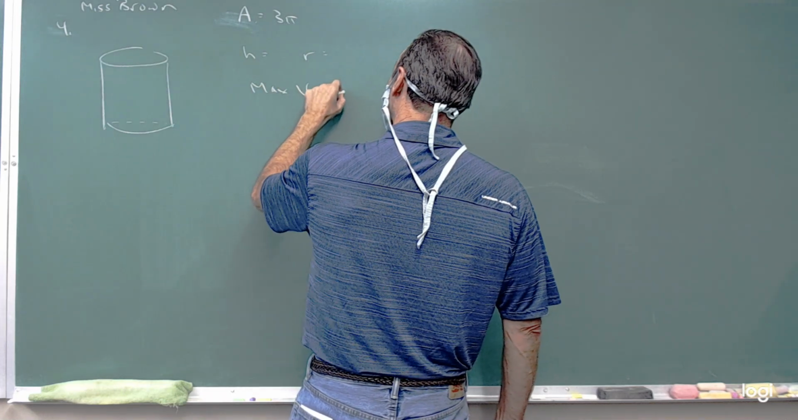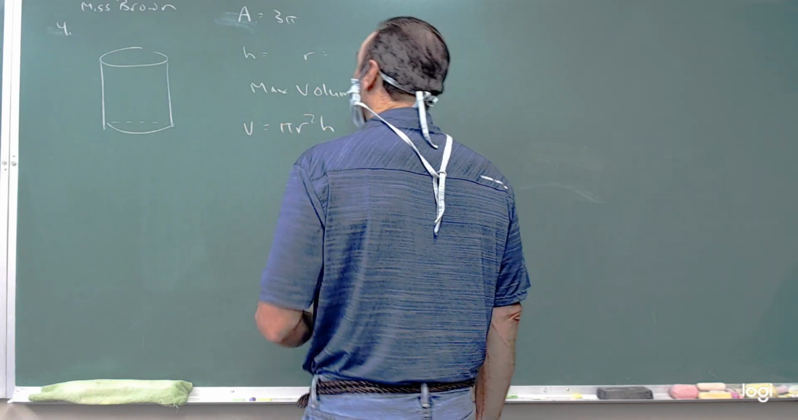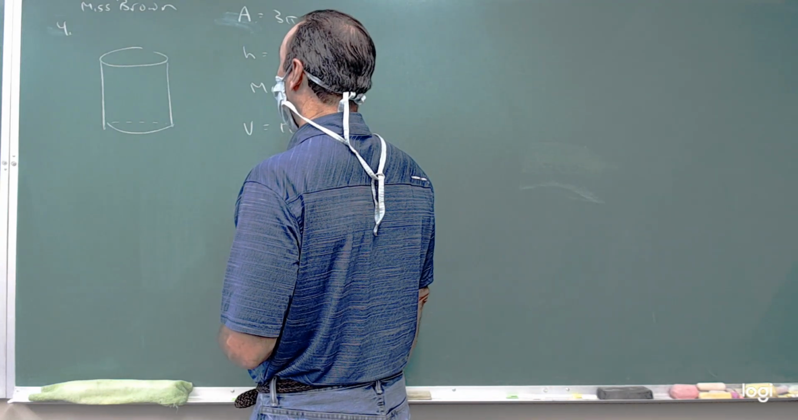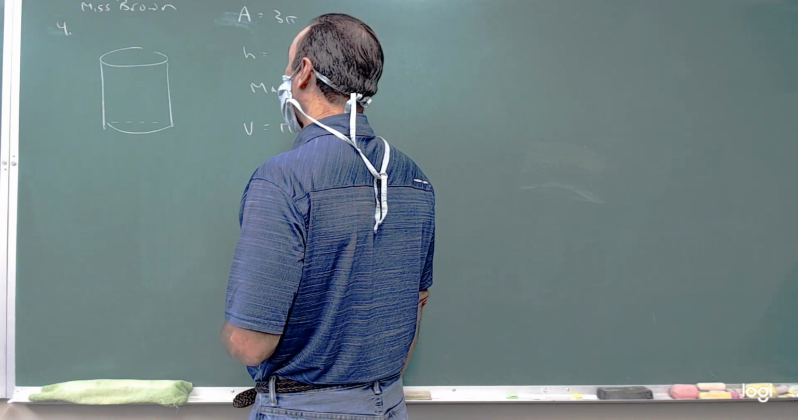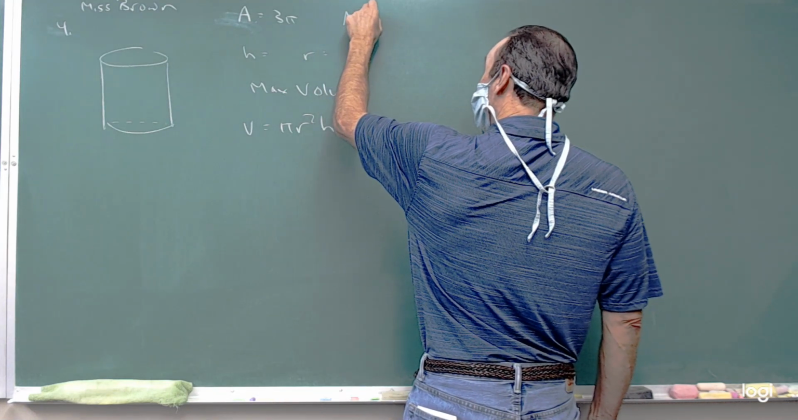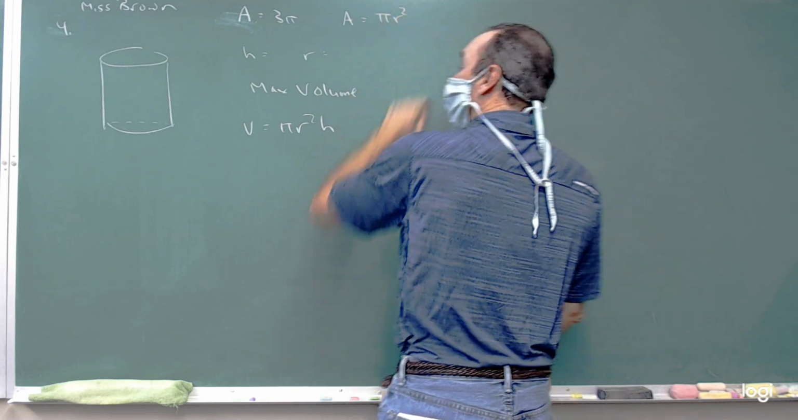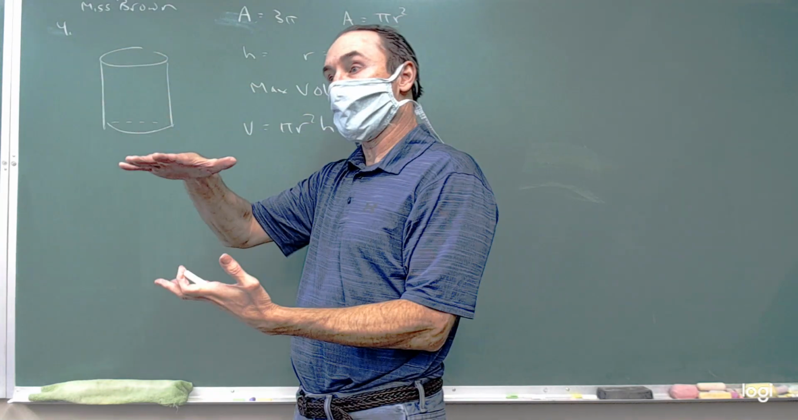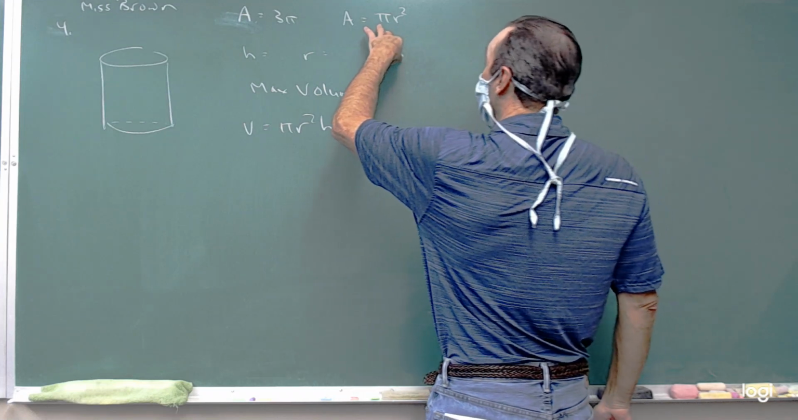Okay. And we know the volume of a cylinder is pi r squared h. Okay, and the area, did this cylinder have a top or no? No top. Okay. So there's 2 circles for the top and bottom. If you had both the top and bottom, it'd be 2 pi r squared. But if there's no top, then it's just pi r squared.